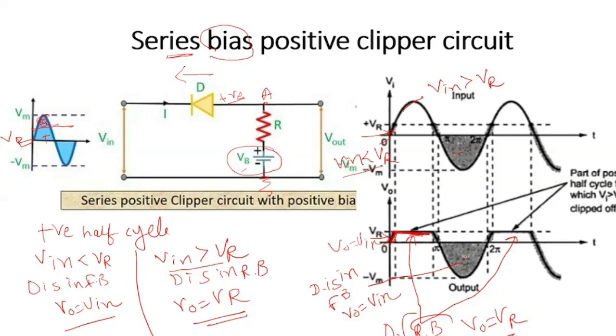Okay, output voltage is equal to VB. The diode is in forward bias. This is a series connection, so it is called a series clipper. Bias means we supply an external voltage with the diode, and the positive part will be clipped, so it is called a series bias positive clipper circuit.